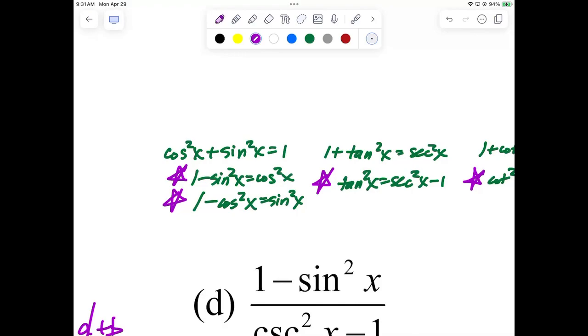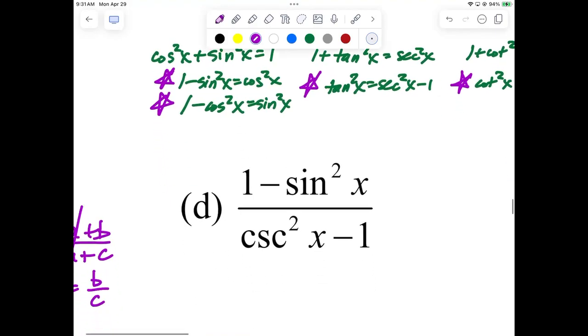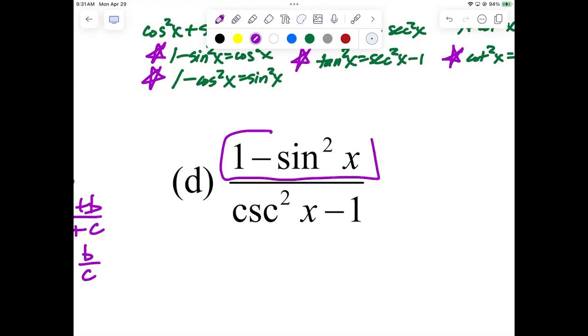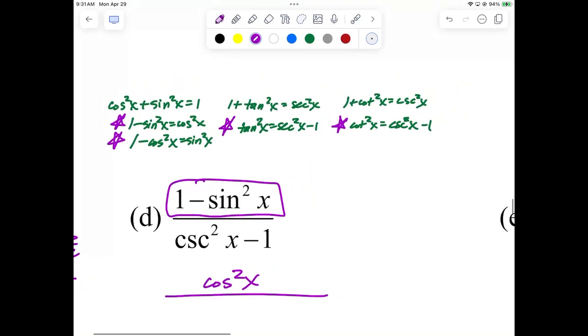1 minus sine squared is cosine squared, and similarly 1 minus cosine squared is sine squared. Those different versions show up a lot. So what can I call 1 minus sine squared in the numerator? I can call it just cosine squared. Now look at the middle identity.